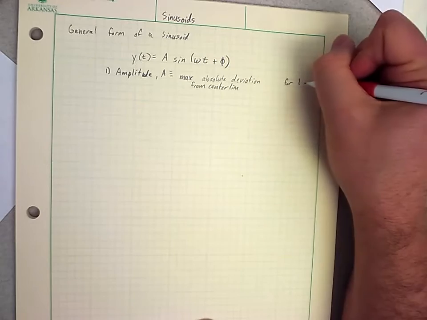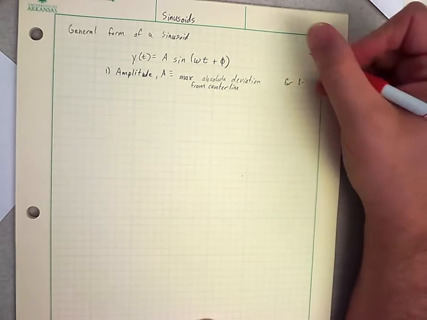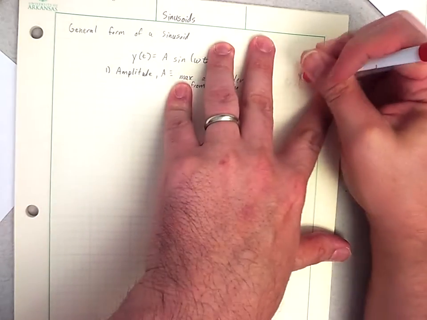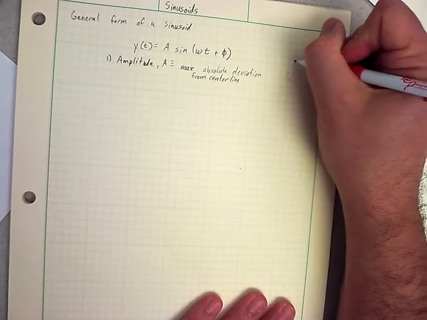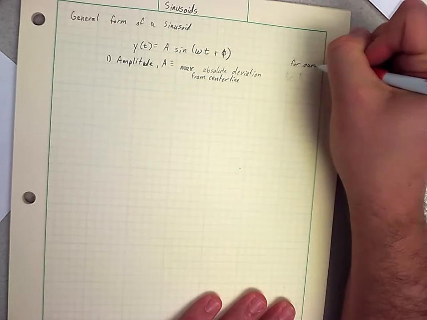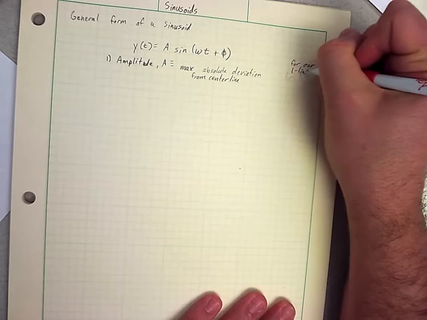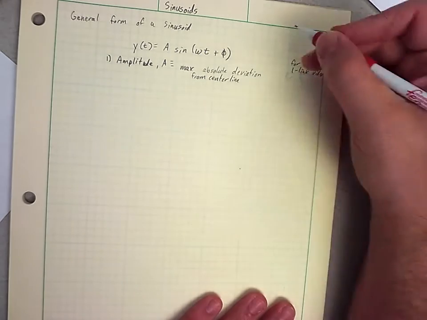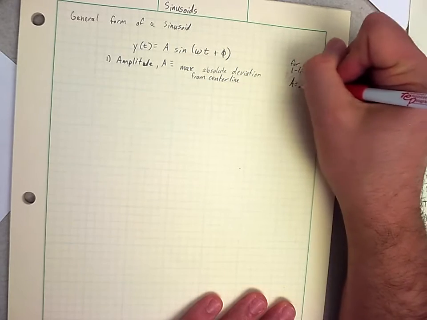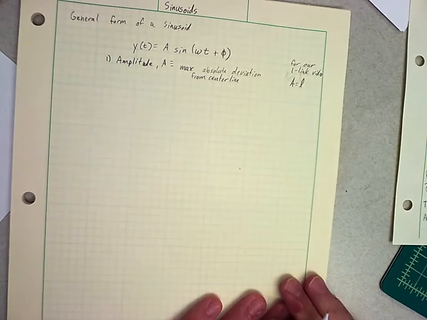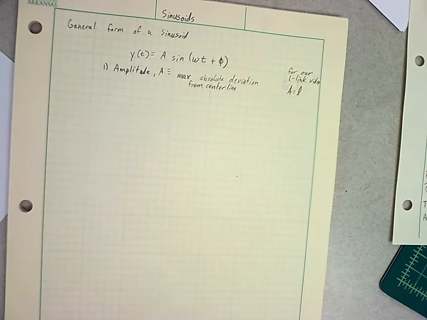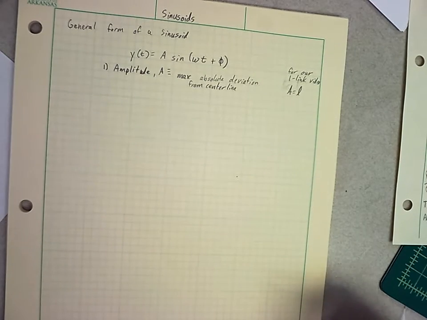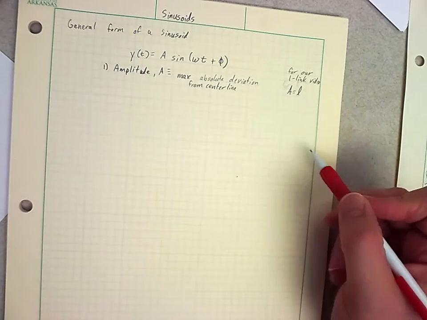So for our one-link robot video, if you want to go back and refer to that one, our amplitude was equal to L, the length of the robot, because the max that our Y or our X varied was at a length of L or negative L.